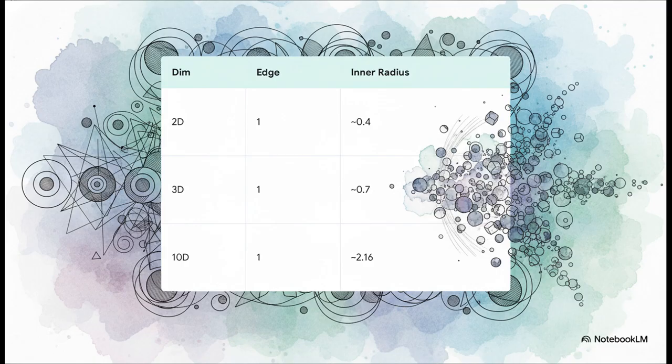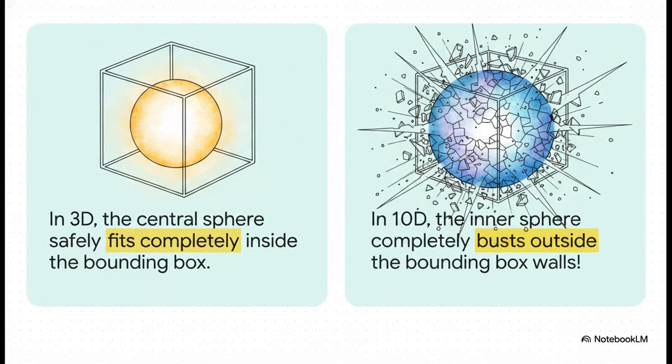Just take a second to let that sink in, because this brilliantly illustrates a totally mind-bending paradox we're about to uncover. Think about the physical implications of a radius of 2.16. In our 3D bounding box, the central inner sphere safely fits completely inside the outer walls. But since the distance from the center origin to the box's flat edge always remains exactly 1, regardless of the dimension, an inner sphere in 10 dimensions with a radius of 2.16 literally pokes completely out of the box. I mean, how can a sphere completely contained by corner spheres break through the walls of its own box? It completely busts outside the boundaries that supposedly contain it. It just pierces right through the sides of the high-dimensional cube.